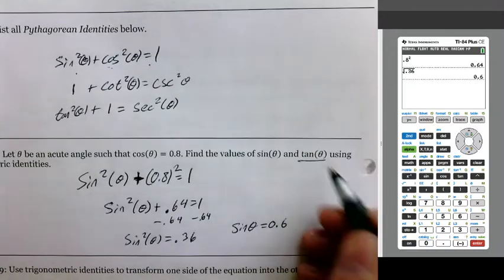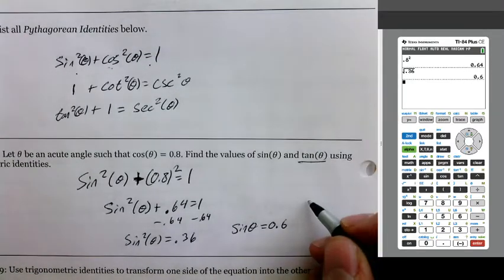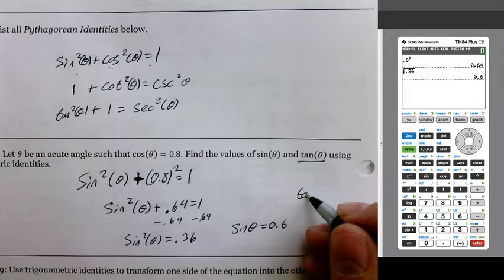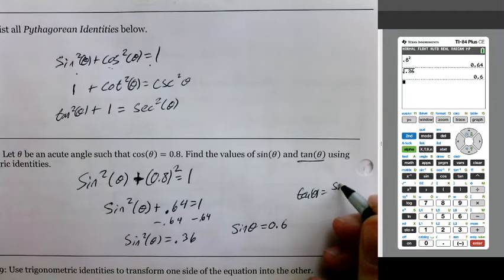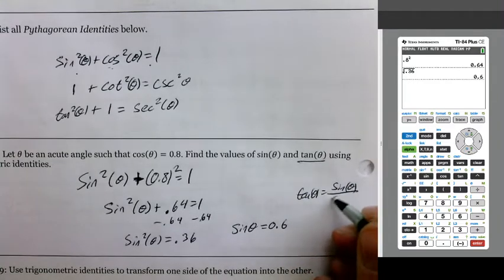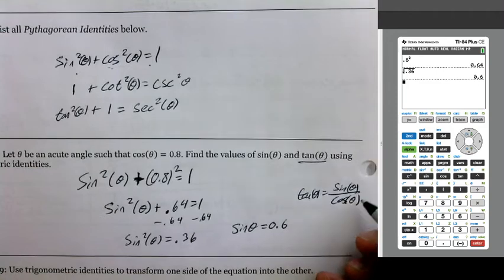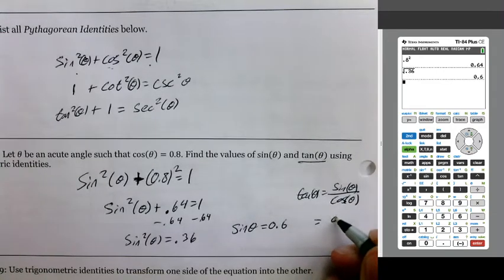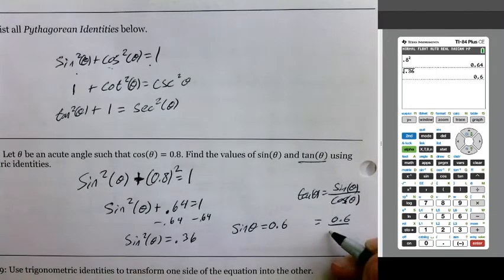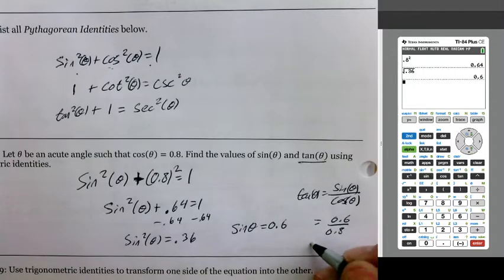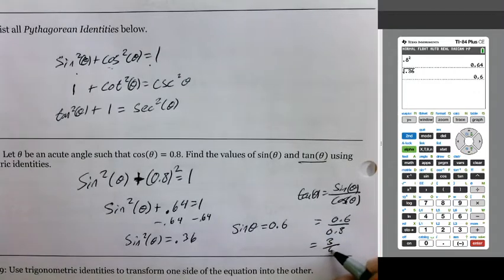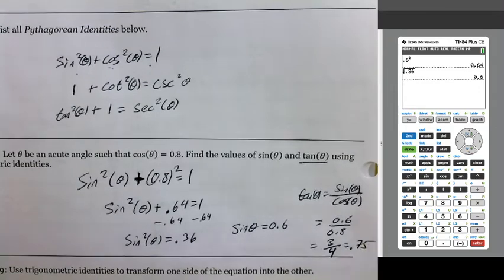Now tangent's just sine over cosine, right? So tangent of theta equals sine of theta over cosine of theta. So that's going to be equal to 0.6 over 0.8. And if we divide that on our calculators, we find that it's going to be 3/4 or 0.75. Either of those answers would be fine.